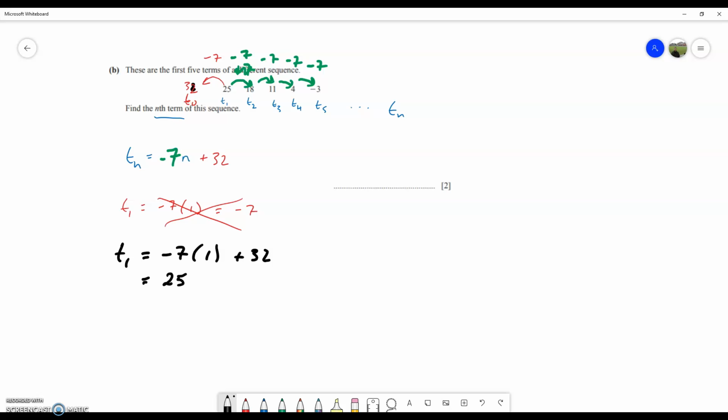And if we work out that answer, we can see that it indeed works out. The first term is 25. So again, make sure it works for a couple of numbers so that you've got the right rule. So that would be T2 is -7 times 2 plus 32. So we end up with -14 plus 32, which again equals 18. So we know it works.